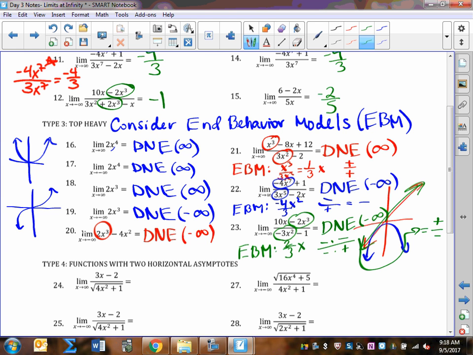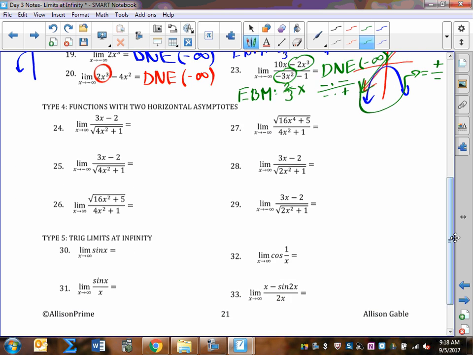You're basically doing the same idea, it's just that the end behavior model allows you to think of a graph you're more familiar with and think of those ends. Plugging in just means you have to deal with some negatives and figure out what it is. Questions on that section? Okay. So now we've got the fun kind with 2 horizontal asymptotes.